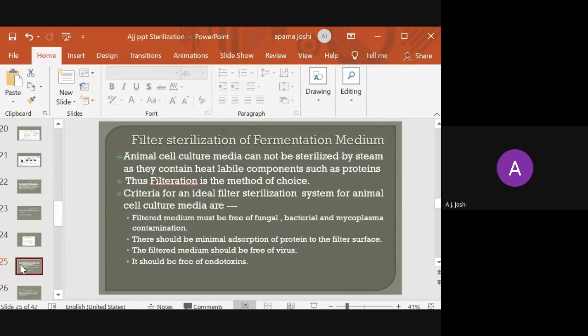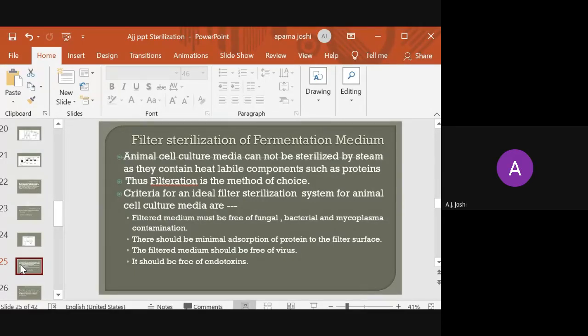Now, whenever we decide on a particular filtration method for sterilization of animal cell culture media, there are certain criteria for an ideal filter sterilization system. For everything there are ideal parameters, but if all of the parameters are not satisfied, we select the appropriate method which will satisfy the maximum of these ideal characteristics. So here are the criteria for an ideal filter sterilization.